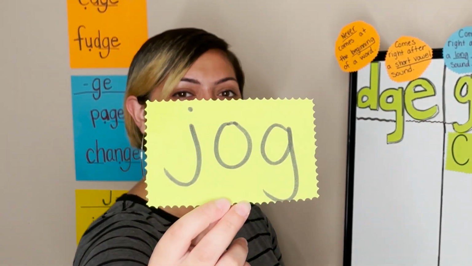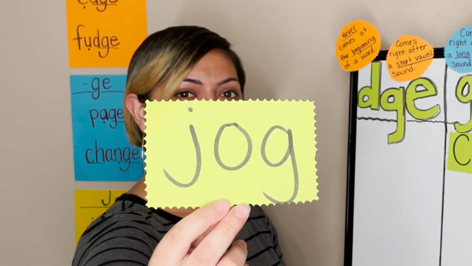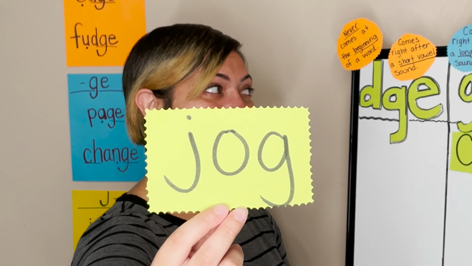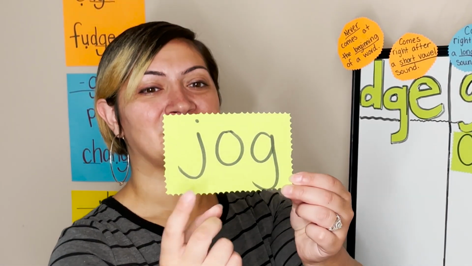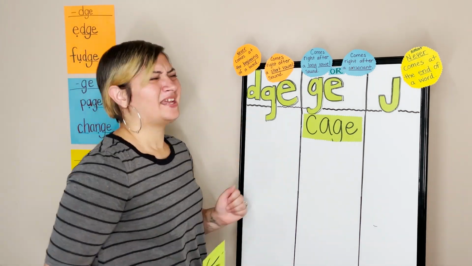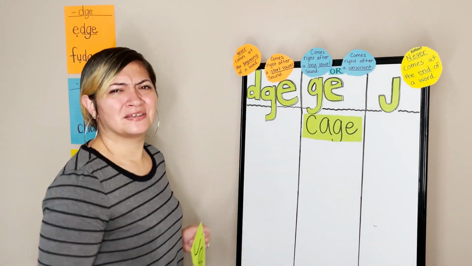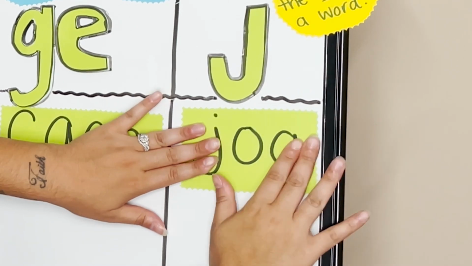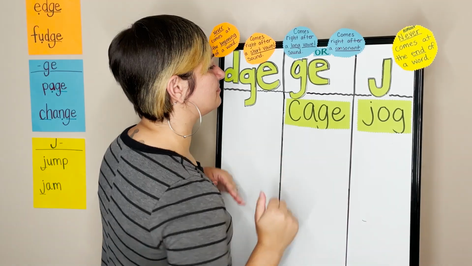What do you notice about this word? The J is at the beginning. Only one choice for that one, huh? Jog. When you jog, you're not really running your fastest, but you're running at a steady pace. Let's write jog under our J column.